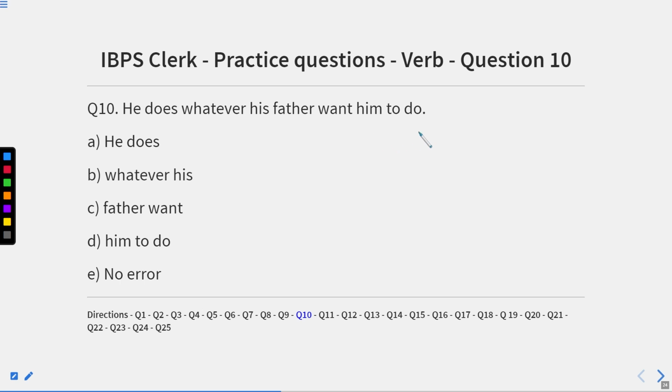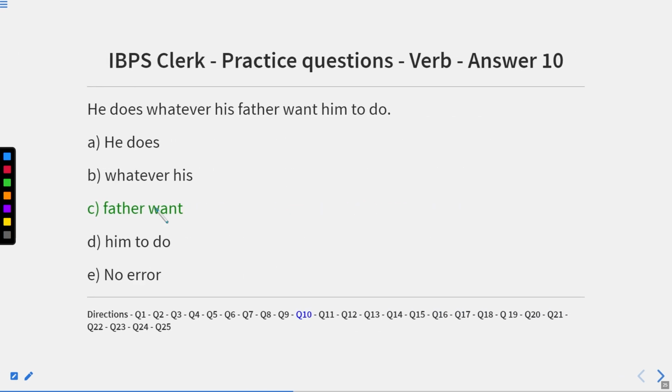He does whatever his father wants him to do. So "he does": he is a singular subject, and "does" is correct. Whatever his father wants him to do means whatever his father tells him to do. Here it is written "whatever his father want". His father is a singular subject, and if it is a singular subject, we need the singular form of the verb. So this "want" should be replaced with "wants". So here the error is in part C. What is the error? This "want" should be replaced with "wants". Whatever his father wants him to do. Because his father is singular, we need the singular form of the verb.